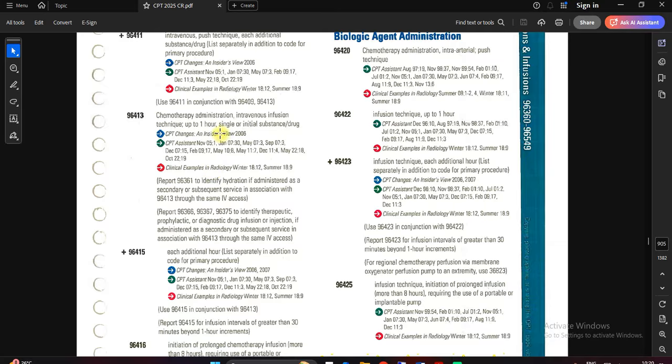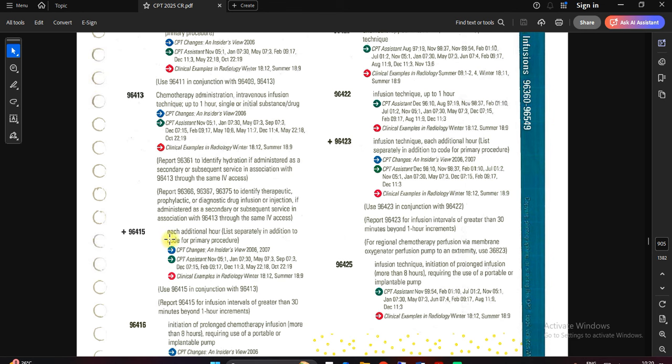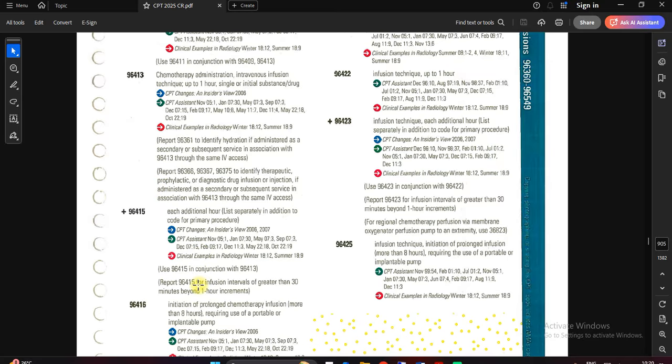So 96413, chemotherapy administration, intravenous infusion technique, up to 1 hour, single initial substance or drug, 96413. Okay, 96415, each additional hour. So same drug here, each additional hour, we need to code 96415. So mandatorily you need to give 96415 along with 96413 only. If you see here, report 96415 for infusion intervals greater than 30 minutes beyond 1 hour increments.